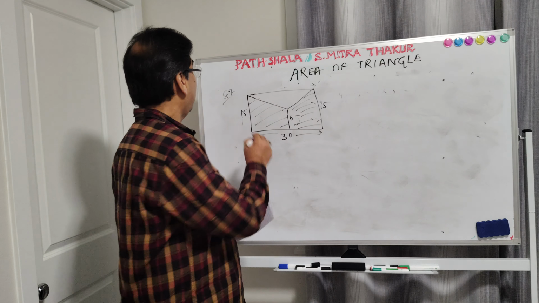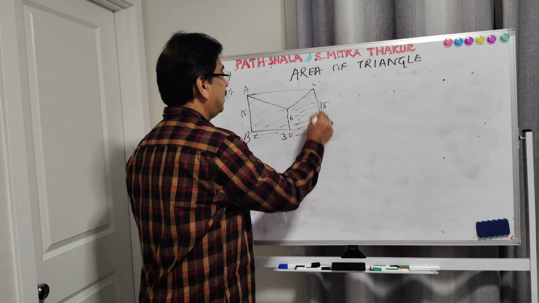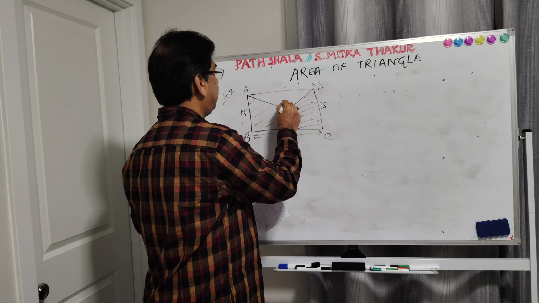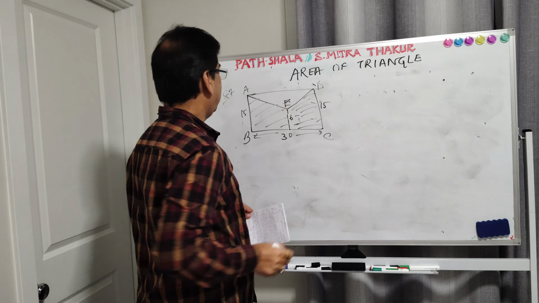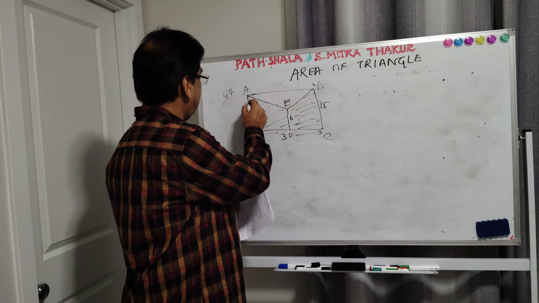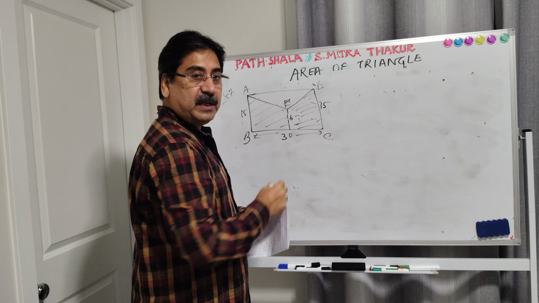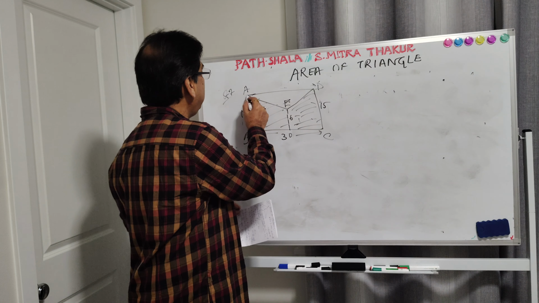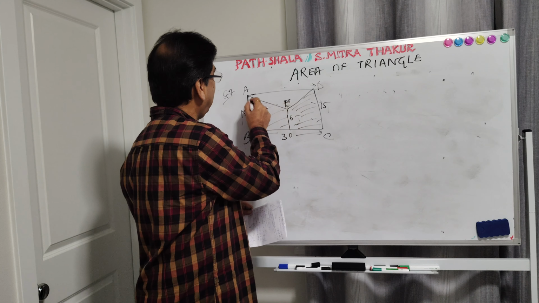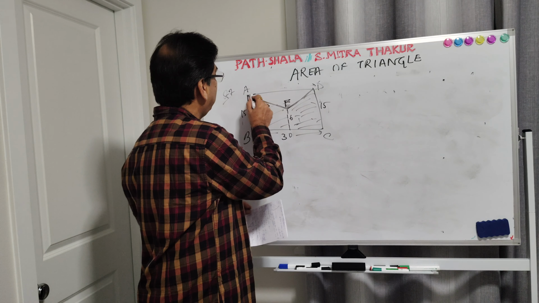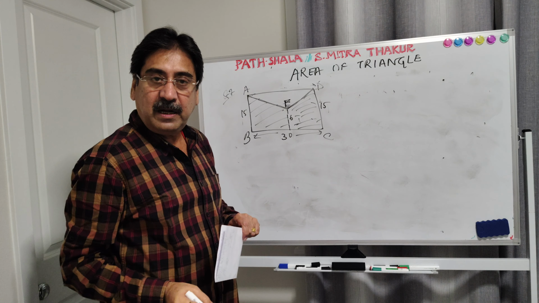So here you will point out the marks A, B, C, D, and here it is E. If I consider the total rectangle ABCD, and from the area of the rectangle ABCD I subtract the area of triangle ADE, that triangle will be subtracted from the total area. Then I will get the shaded area.